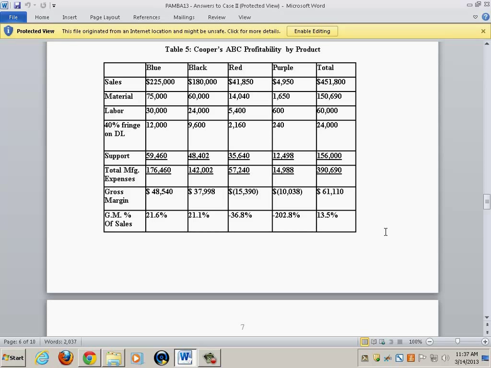So any questions, any thoughts about what the options are? What are the different strategic options? Imagine yourself in a management meeting of Cooper's Pens, and now, on this basis, you want to adjust the product mix.